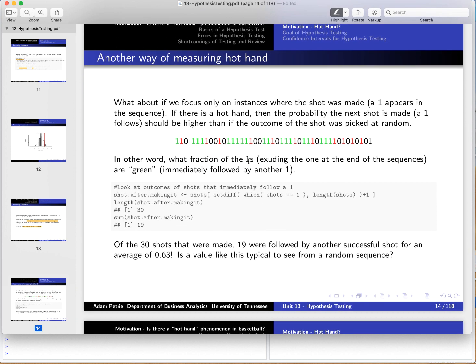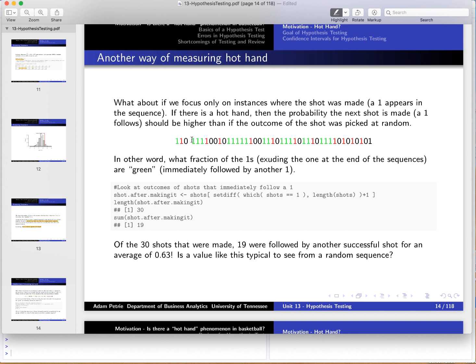All right, well, there are other ways of measuring if a hot hand does or doesn't exist. We didn't really find any evidence whatsoever from just looking at the total number of streaks. But what if we look at the sequence in a slightly different way? What if we focus in on the instances where he makes a shot and then ask, does he make the following shot? So in this case, the very first one in this sequence is followed by another one. So this first shot that was made is followed by the next shot, which was also made. We'll color code that one green. This one is going to be color coded red because the shot that was made right here is not followed by another shot that was made.